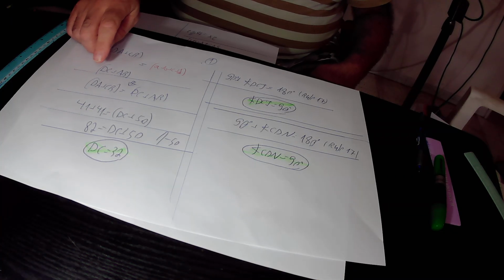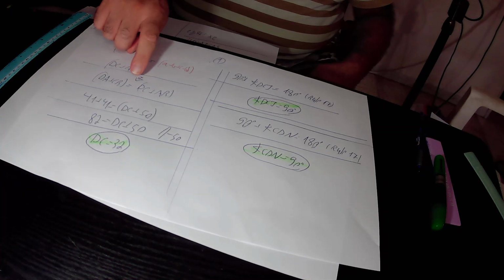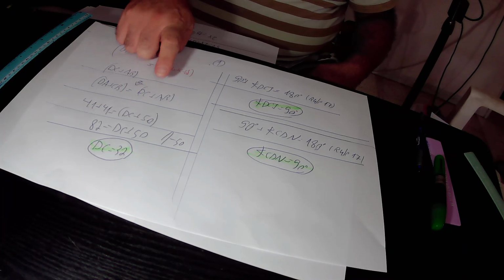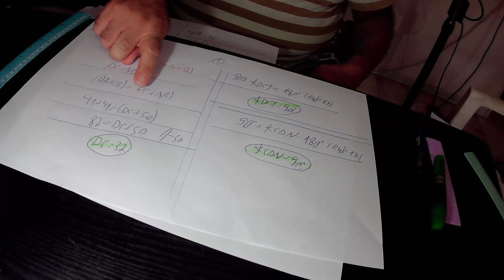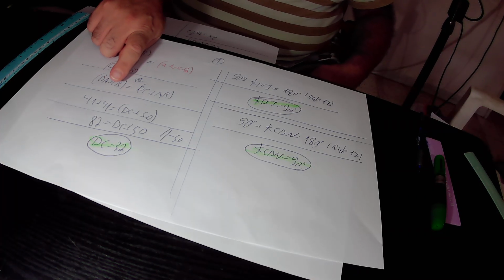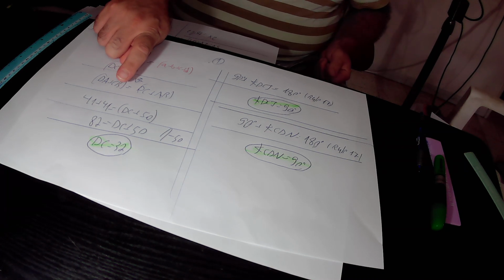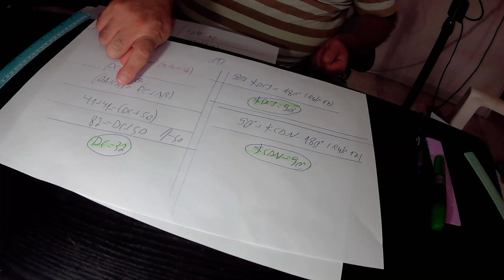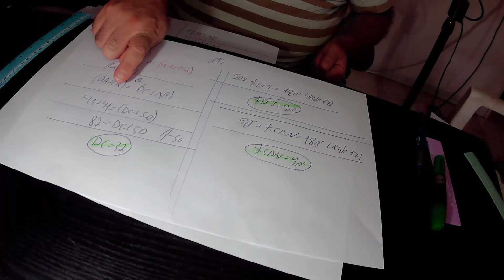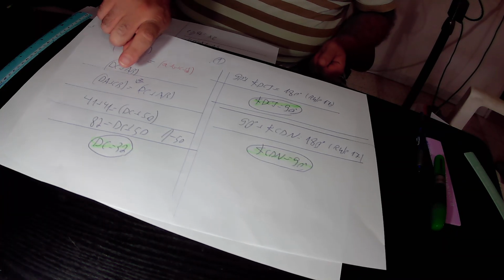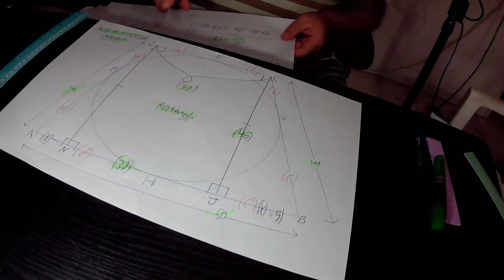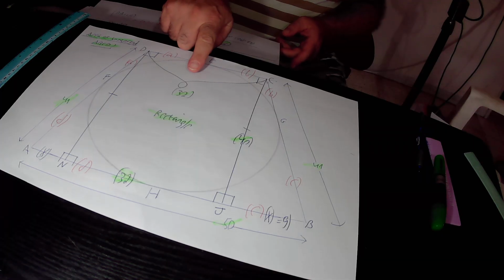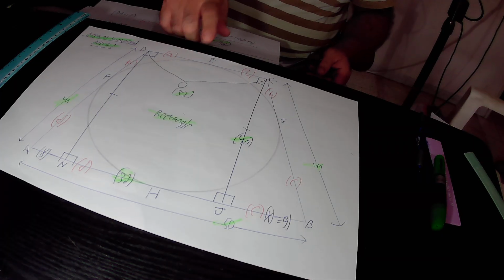DA is 41, CB is also 41, DC is the missing side, and AB is 50. So in total, 41 plus 41 equals DC plus 50. 41 plus 41 is 82, so 82 equals DC plus 50. Here we subtracted 50 from this equation, and 82 minus 50 is 32. So the missing side DC equals 32 units in length.